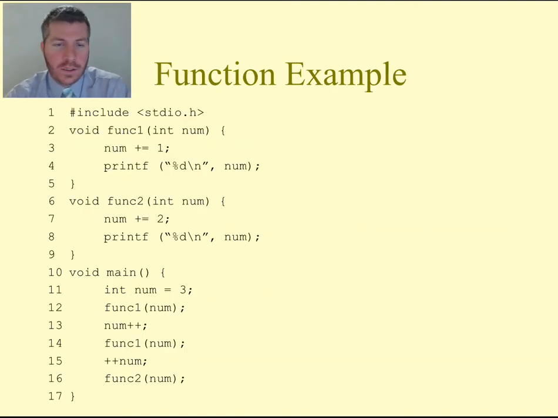Here is just an example calling functions, so let's walk through this and see what we get. So we start off in the main function on line 10. Line 11, we set the value of the num variable equal to 3. Let me go ahead and draw up main memory here on the board so that we can see exactly what's happening.